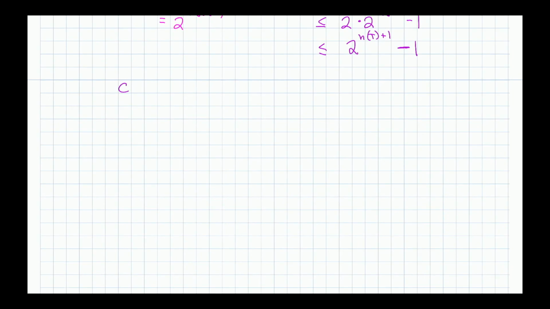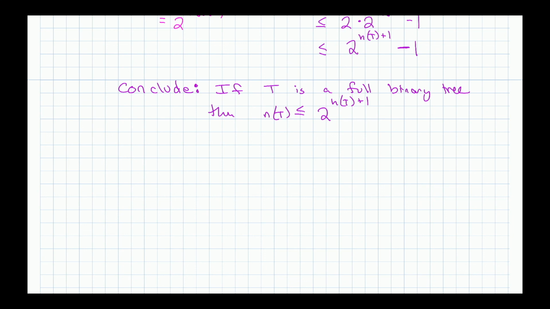So we just conclude. What was our conclusion? Do we remember what we were trying to prove? If T is a full binary tree, then the number of vertices in the full binary tree has to be less than or equal to 2 to the height of the tree plus 1, minus 1. All right. So that was a proof.